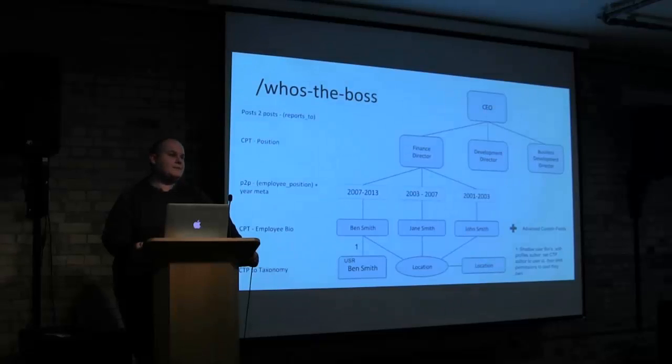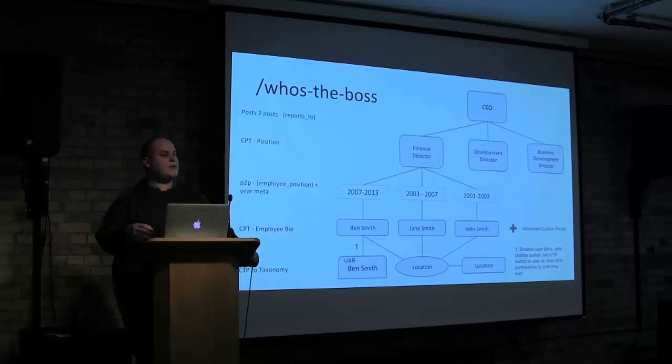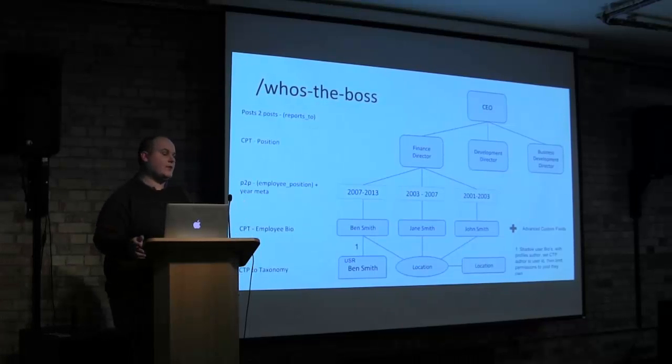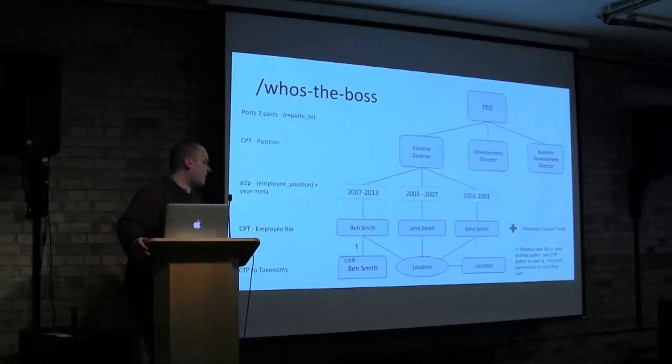So what I found easier is basically to shadow a user with a custom post type. When the user is created, you just use a new user hook and create a custom post type. Then when the post type's created, either link them using posts to posts, or just use the meta to link them with the user data ID. Why would you do that? Well, one, you can use Advanced Custom Fields straight away on the Ben Smith custom post type.